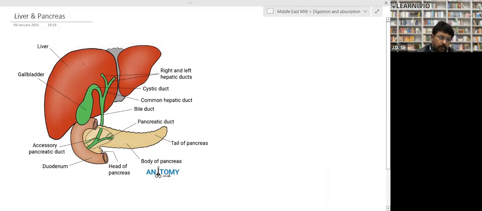Look, this is the left lobe, this is the right lobe, and from both of the lobes there are right and left hepatic ducts. The function of the liver is to secrete bile juice, and bile juice contains some bile salt as well. So bile salt remains dissolved. The color of the bile juice is yellowish green because of some components called bilirubin and biliverdin.